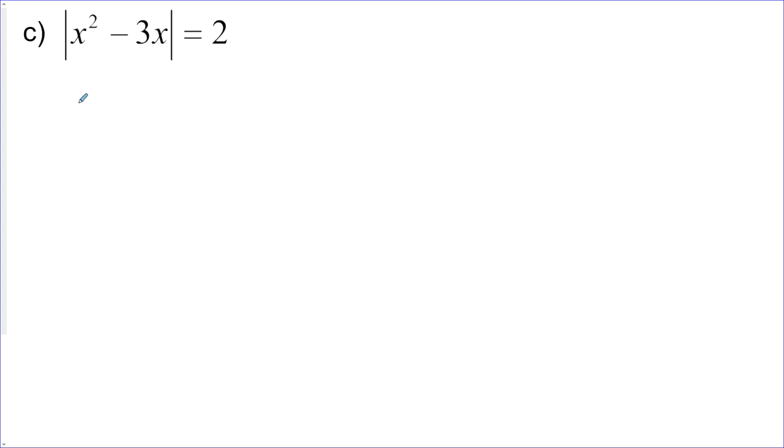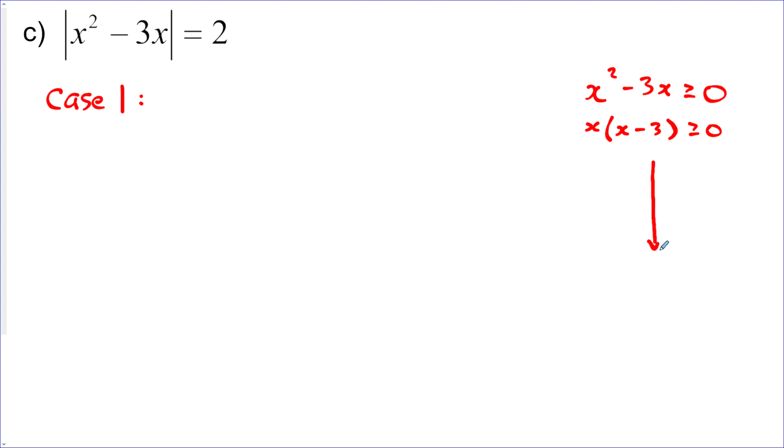Now we have a quadratic inside the absolute value here. So our case restriction is going to be a bit more complicated. So our case 1, when is x squared minus 3x greater than or equal to 0? Well, this is actually pretty easy to factor. So I'm going to factor out the x, and then I'm going to get x minus 3. And I'm going to do this graphically. So if I graph this, I have x-intercepts at 0 and 3.